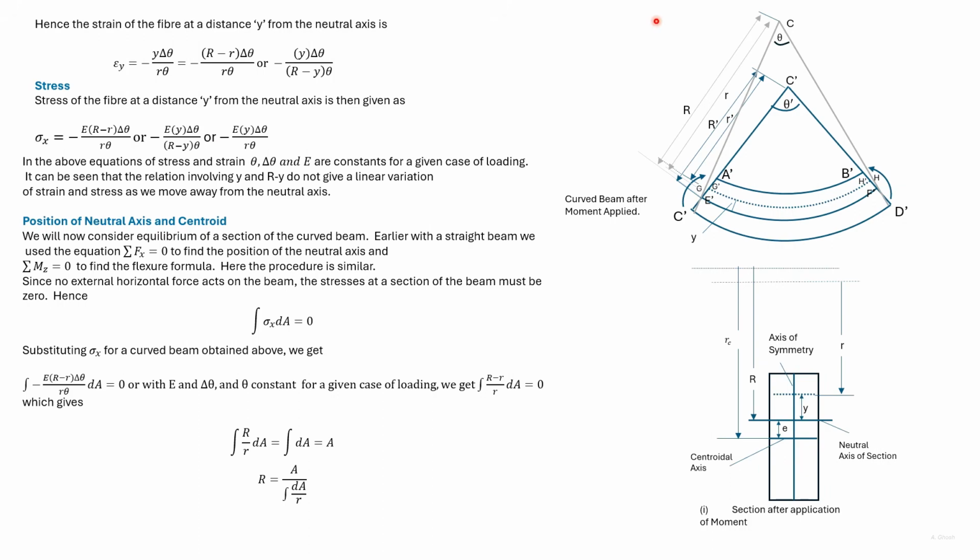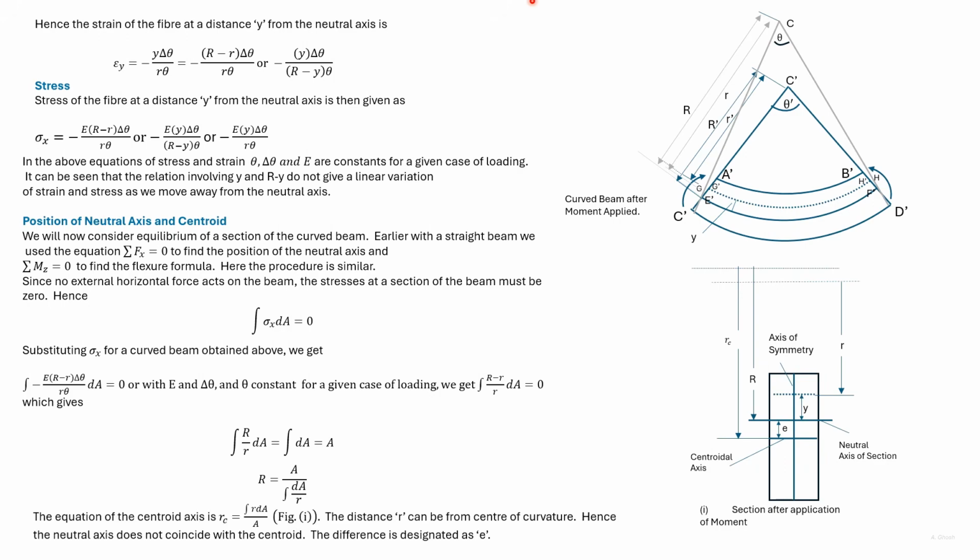We'll now look at the distance of the neutral axis and the centroidal axis. Earlier we found out the position of the neutral axis using summation Fx is equal to 0. Here, if we consider a section, then there's no horizontal force. So integration sigma x dA is 0. Substituting the first expression of sigma x in this equation, we get this expression.